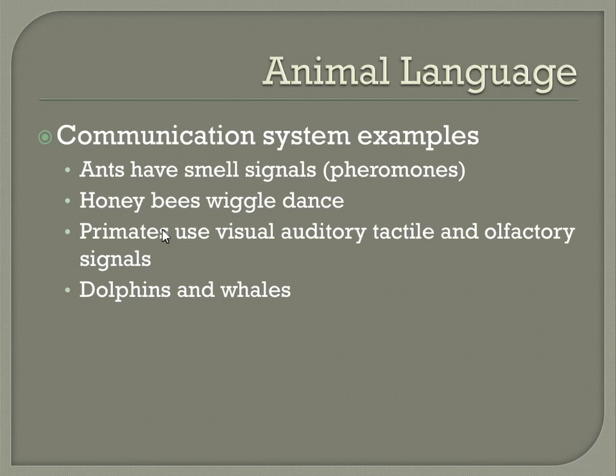Primates use their visual systems. They have auditory sounds that they make. They touch things like we do, and olfactory signals, so smells. So primates are close to us evolutionarily and biology-wise, and they tend to do a lot of the same things we do. So they have visual cues, sound cues, and they touch things.